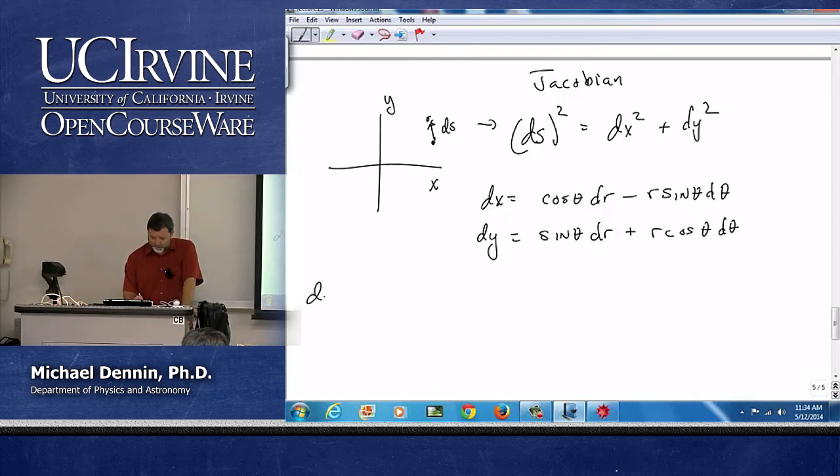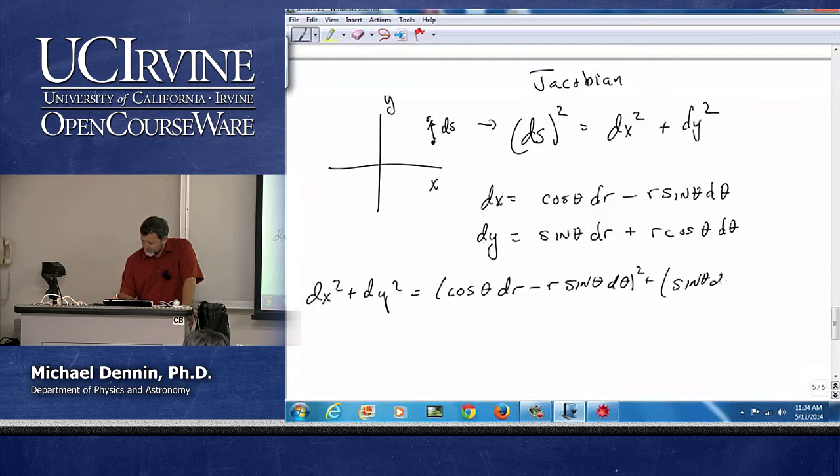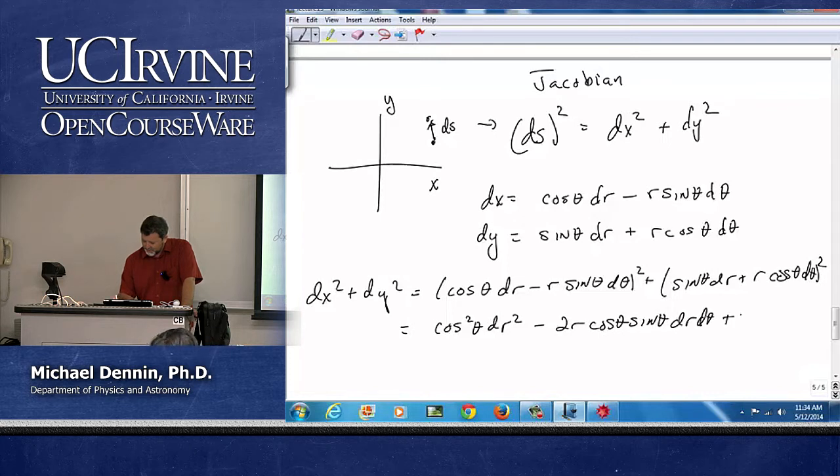And so now we can compute what our line element is. And this is actually kind of worth writing out, which is why I'm doing it. Because what we see when we work out these terms, we get our cosine squared theta dr squared minus 2r cos theta sine theta dr d theta plus r squared sine squared theta d theta squared from the first term. And what does the second term give us?